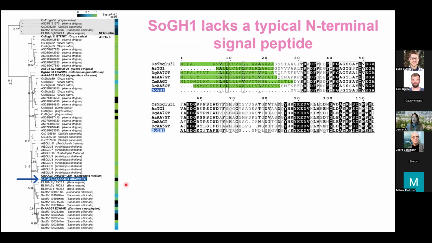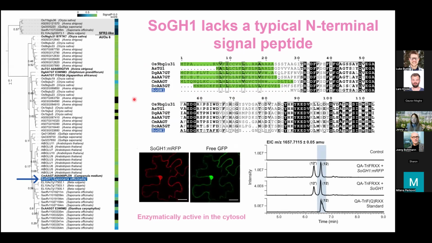Which was quite surprising. And when we actually did look at the amino acid alignment with characterized GH1 TGs together with our SOGH1 from soapwort, we see that it is missing this signal peptide in the N terminal that's highlighted in green in the other plant species. So then we, of course, decided to tag SOGH1 with red fluorescent protein, and then to really look at its localization. And indeed, it was a cytosolic enzyme. So this would be the first to be reported in the GH1 TG family to be localizing to the cytosol. And we also looked at the activity as well. The tagged protein had the same activity as the untagged protein.